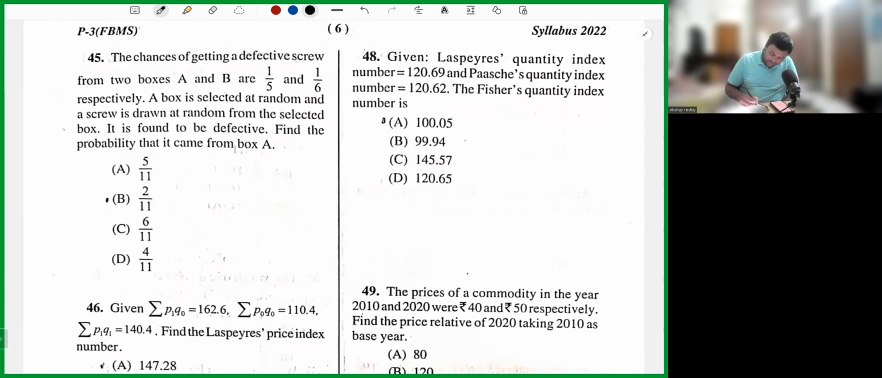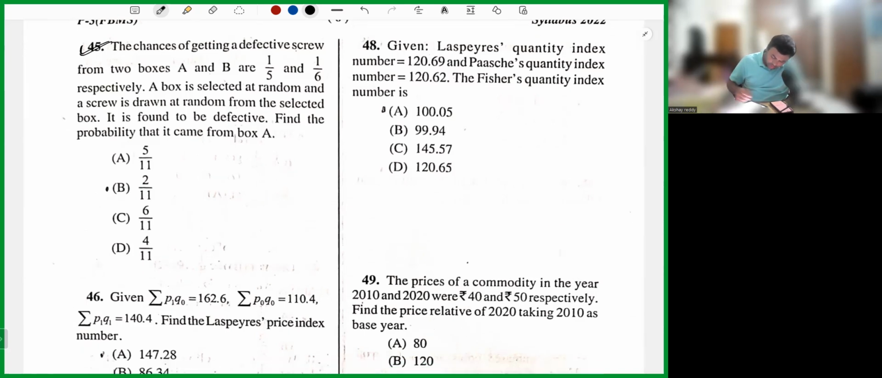Okay, let's complete the last 6. The chance of getting a defective screw from 2 boxes A and B is 1 by 5 and 1 by 6. A box is selected at random and a screw is drawn from the selected box. It is found to be defective. Find the probability that it came from box A. So basically, my dear friends, it's a Bayes theorem sum. Let's keep it for last, so first let us complete all the balance sums.